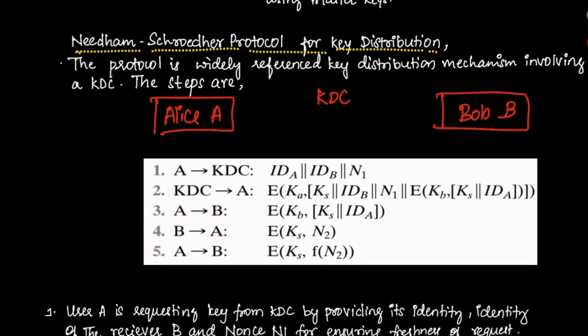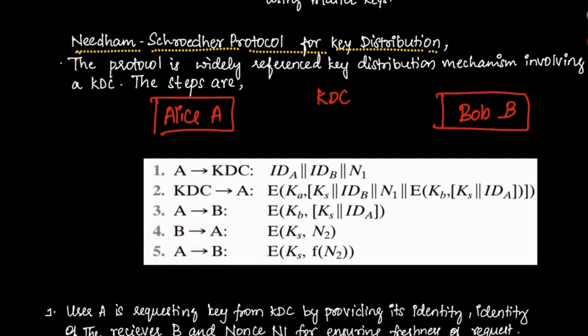Bob generates a new nonce N2, encrypts it using the session key KS, and sends the encrypted message back to Alice. This allows Alice to prove that she possesses the session key KS, as only someone with the correct session key can decrypt this message and the nonce. After that, Alice will send a reply back.